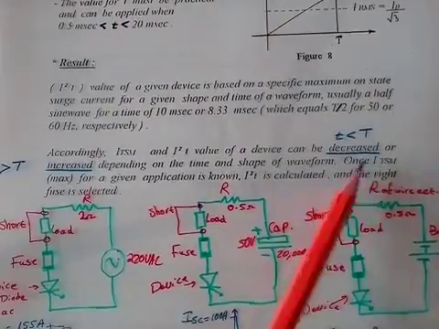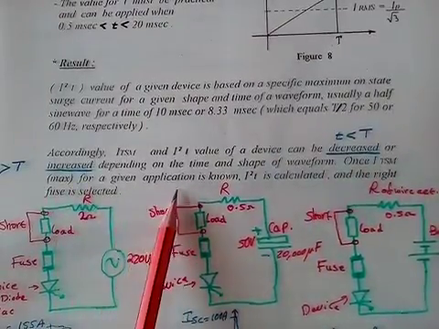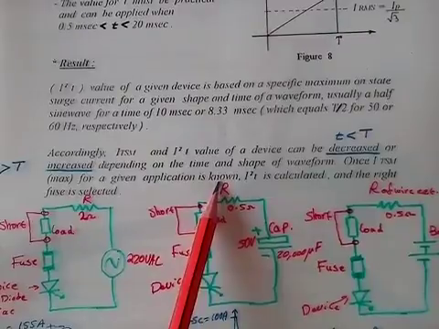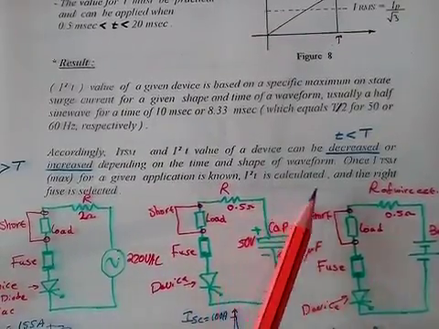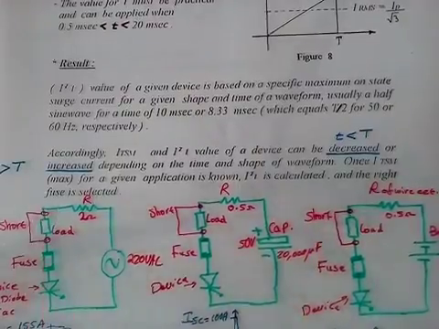Once the I surge max for a given application is known, as we are showing examples in here, I square T is calculated and the right fuse is selected.